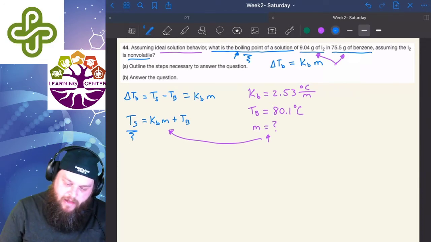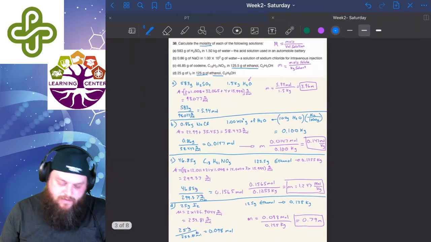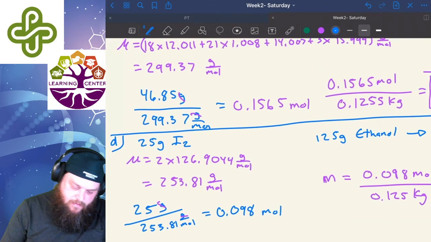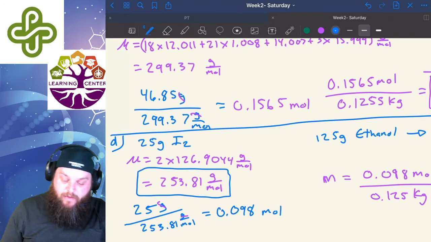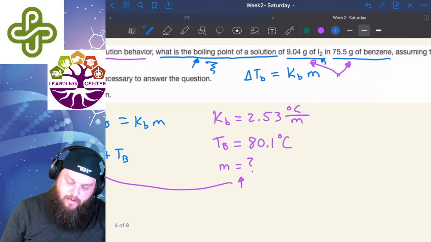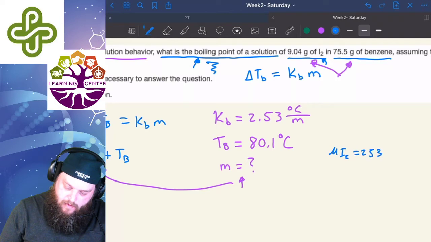To do that, we first have to find out, well, what is the molecular weight of I2? Well, we just figured that out here. There it is. It's twice the molecular weight of I, or iodine. So that's 253.81. So I'm going to write that here. Molecular weight of I2 is equal to 253.81 grams per mole.